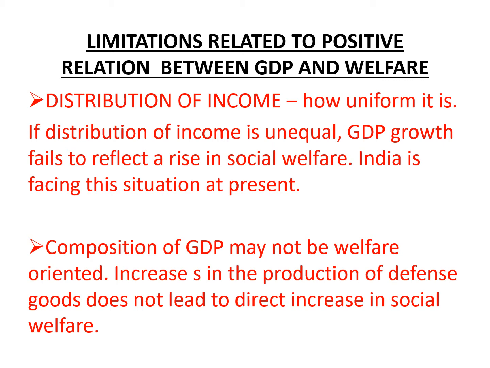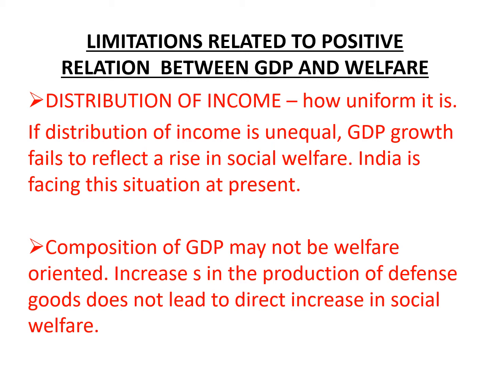For example, if per capita GDP is rising, starvation deaths are hitting the headlines more often than ever before, and as a result, distribution of income is becoming increasingly unequal, which breeds resentment in the minds of the poor people. Now, the second limitation is composition of GDP. Composition of GDP may not be welfare oriented.